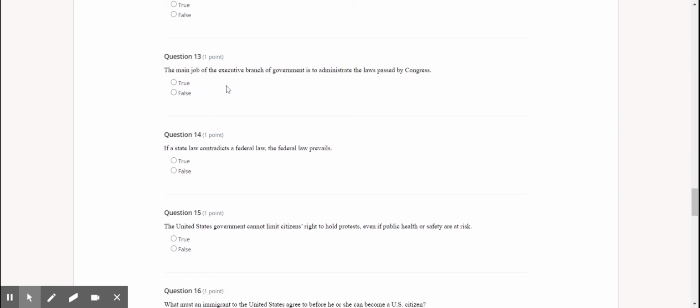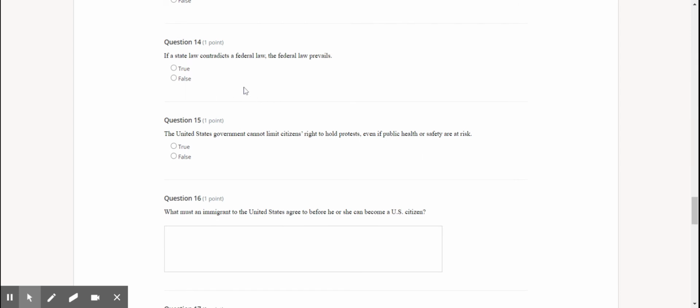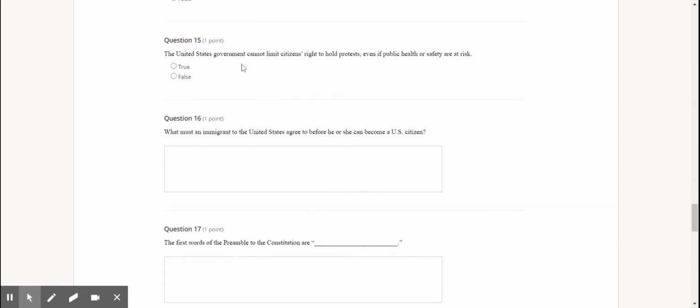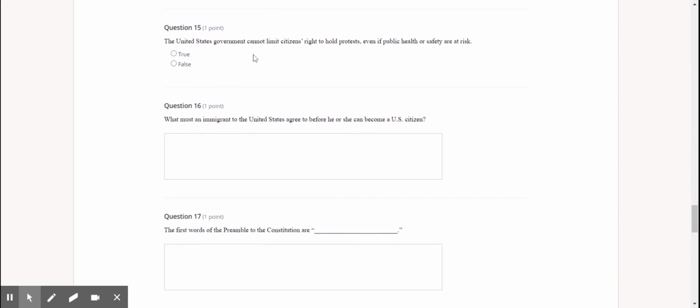Number 13, the main job of the executive branch of government is to administrate the laws that are passed by Congress. True or false? Number 14, if a state law contradicts a federal law, the federal law prevails. True or false? Number 15, the United States government cannot limit citizens' right to hold protests even if public health or safety are at risk. Is that true or false?